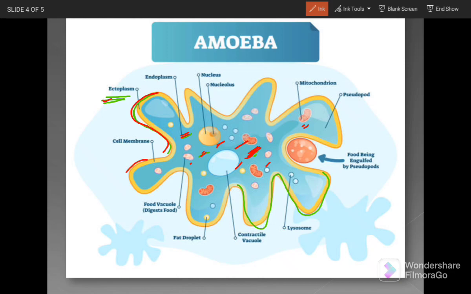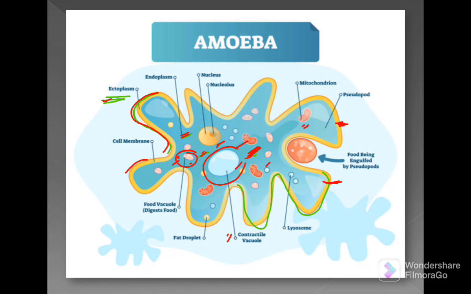You can see that this is the cell membrane. Ectoplasm is also known as the cell membrane. Now food vacuoles: these white materials are food vacuoles, where the food is digested. Now this is a contractile vacuole. And these are the pseudopods, pseudopodia, which I have said already, the blunt process or finger-like projection. This is the food which is engulfed by the amoeba with the help of pseudopodia.